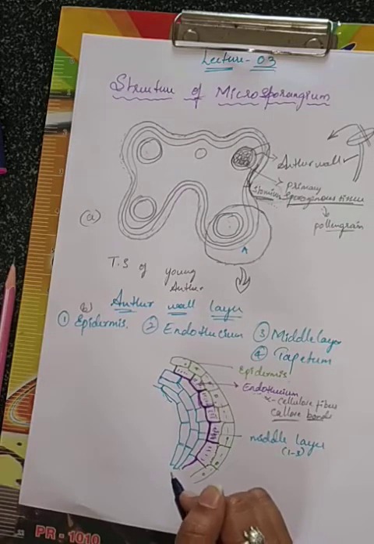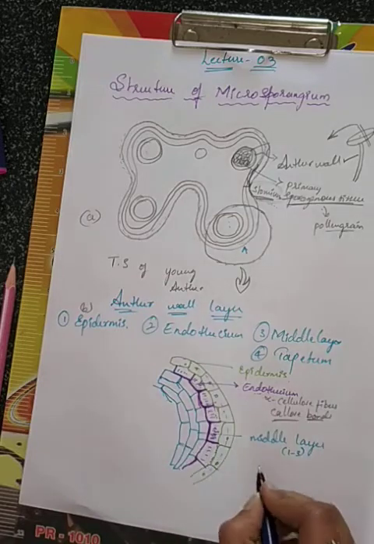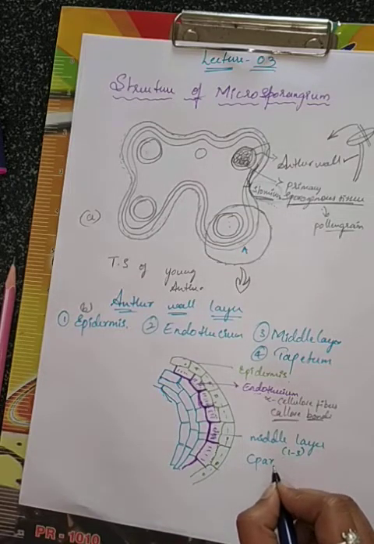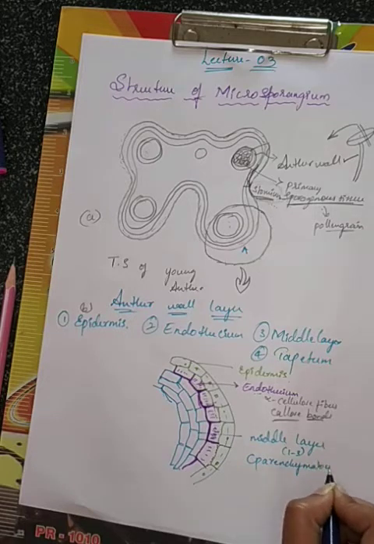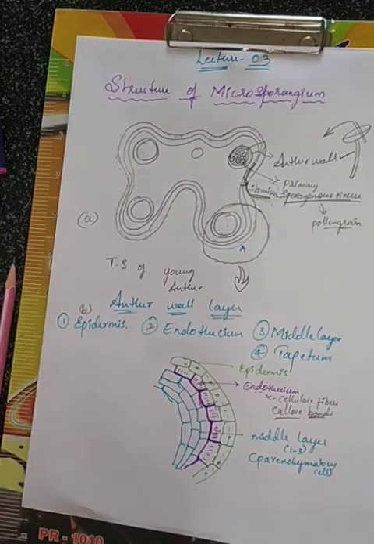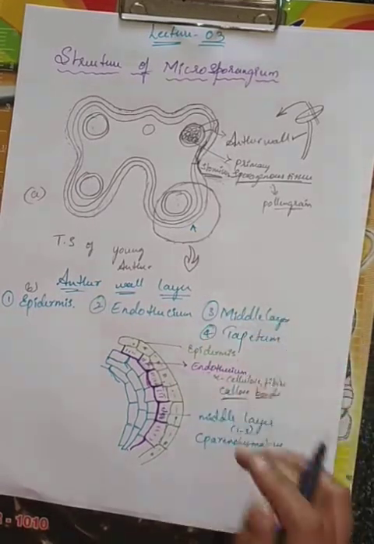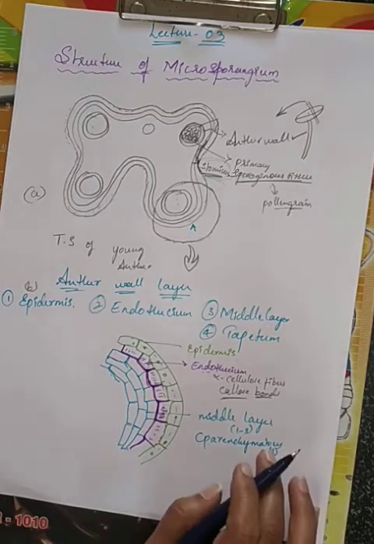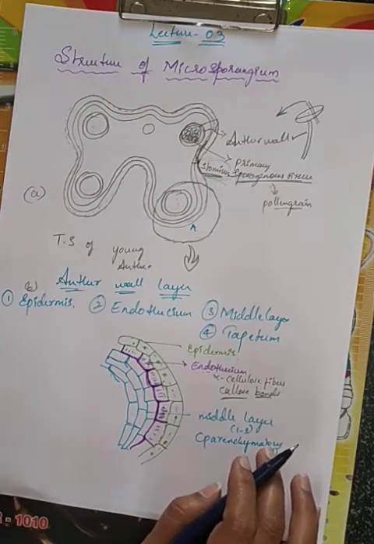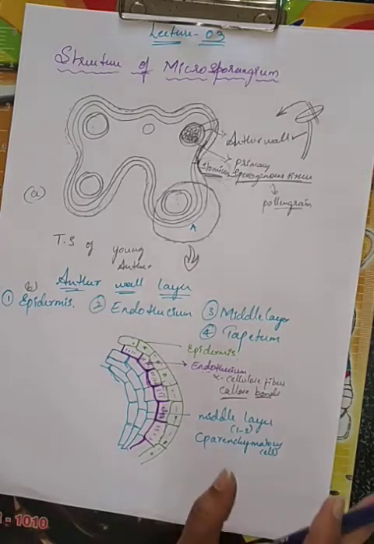And what is the purpose of the middle layer? It stores what? Food. As it is parenchymatous, just now I said the cells here are parenchymatous cells. So this middle layer is helpful for the storage of food. The middle layer is made up of parenchymatous cells, and the function of the middle layer is storage of food. And here the middle layer is ephemeral.